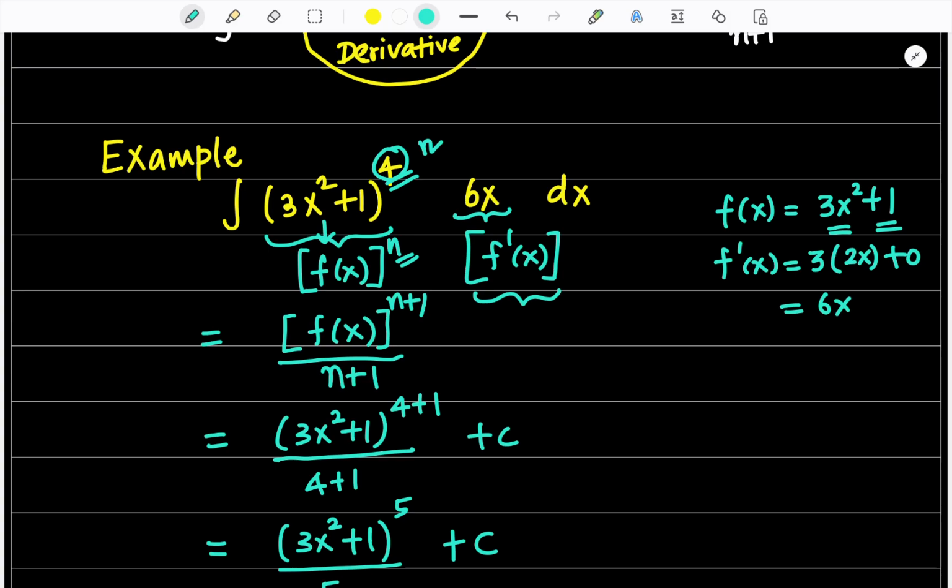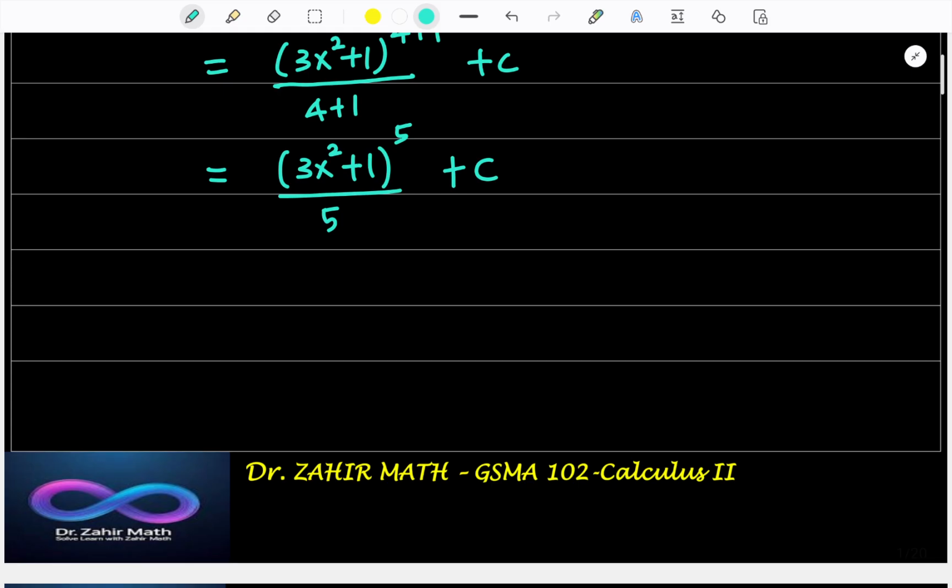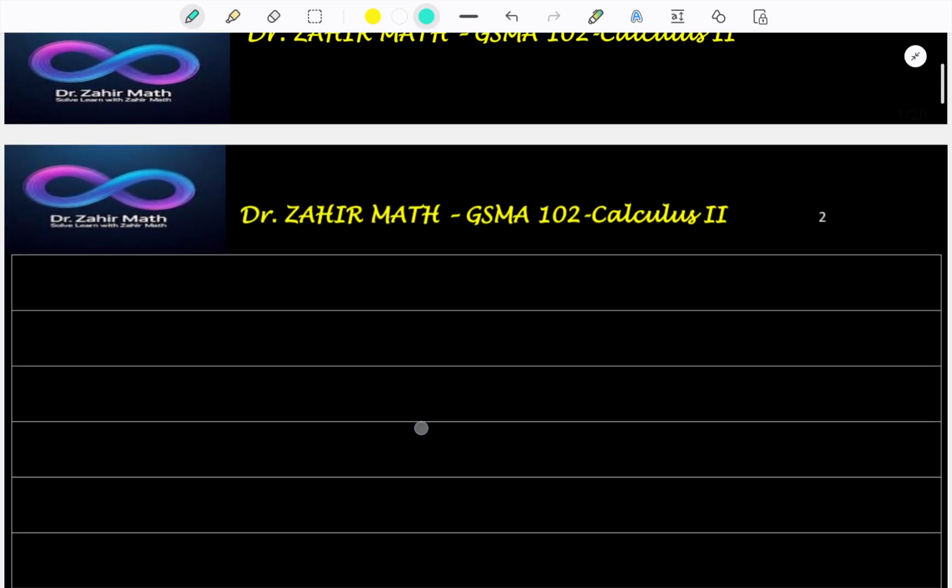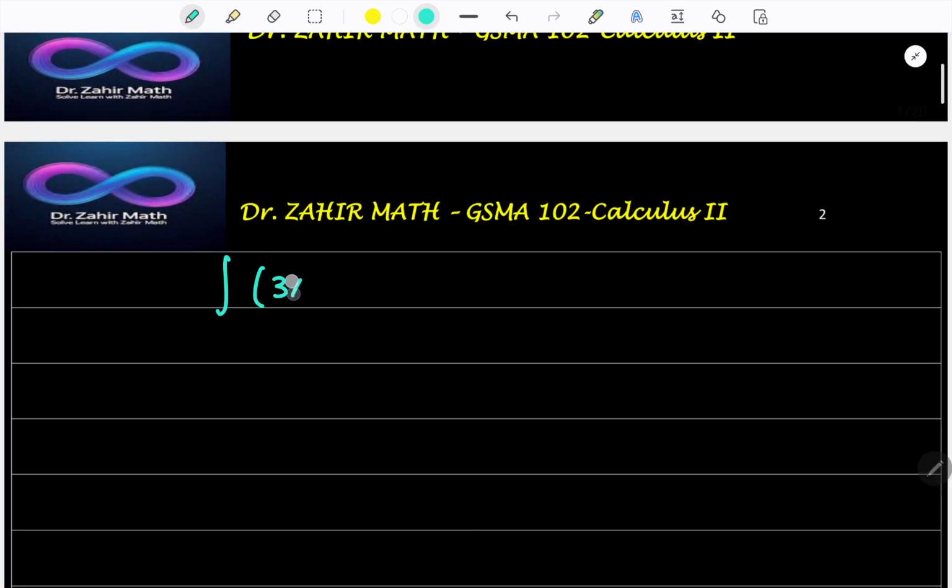Sometimes your derivative will not be in the proper manner. But if it is not, you can adjust the constants, but you are not supposed to adjust the variables. What is the meaning? Suppose your 6x is missing. The same question I'm going to give you again: the integral of 3x square plus 1 to the power of 4, and I'm not giving 6, I'm giving x dx. Keep in your mind, powers mean n starts from 1, 2, 3 like that.